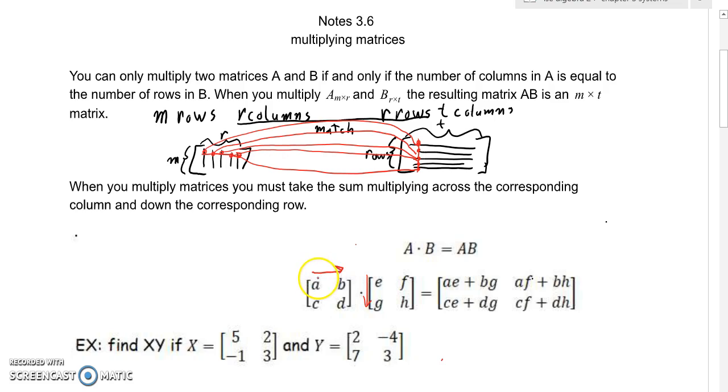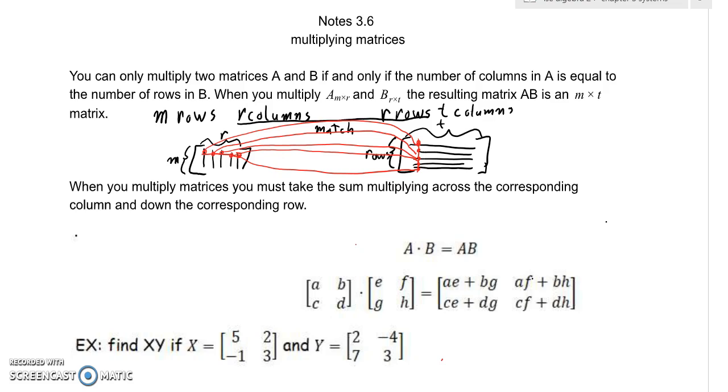So we multiply A times E and B times G, and we add those together for our first entry. Then we multiply the first row by the second column, A times F and B times H. We sum them together.